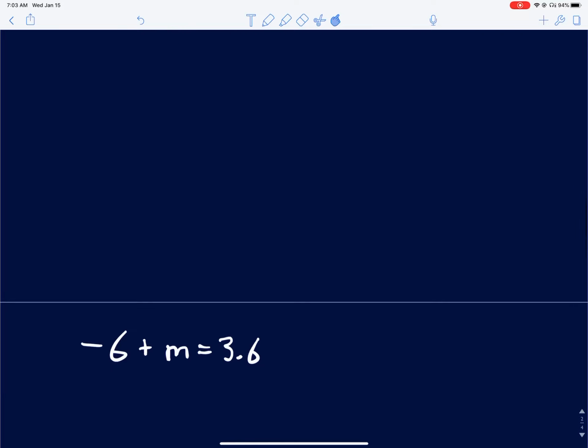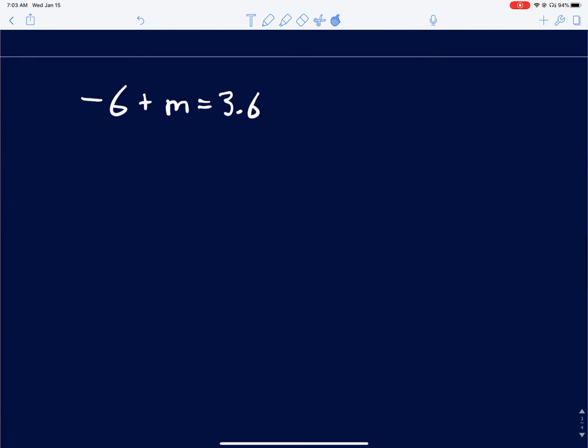And the last one for one-step equations, this one is pretty simple. Here we want to get this m right here all by itself. So in order to do that, we need to get rid of this -6. So in order to make -6 0, we need to add 6. And what we do to one side, we have to, that's right, do to the other.